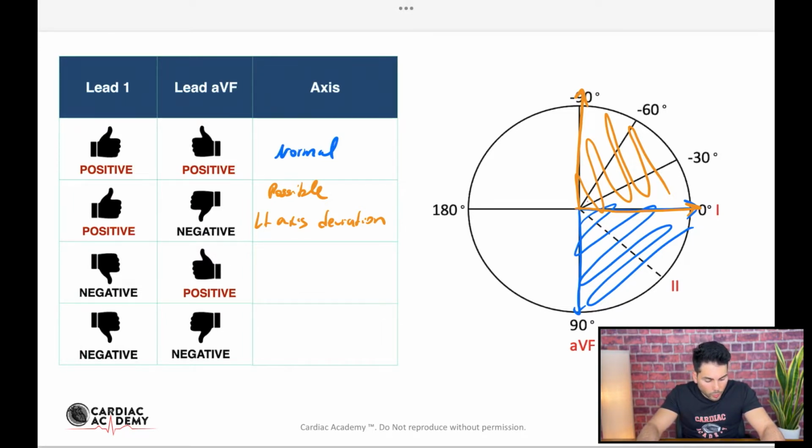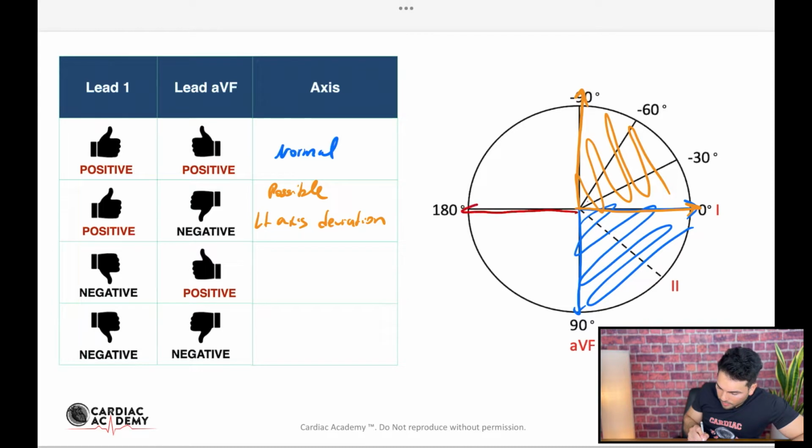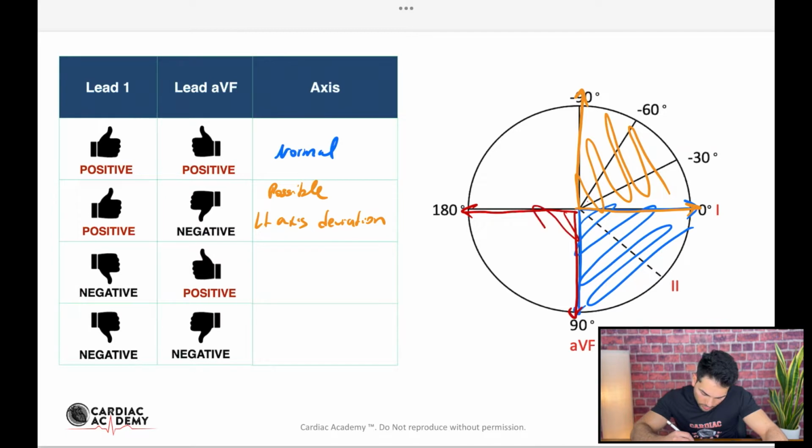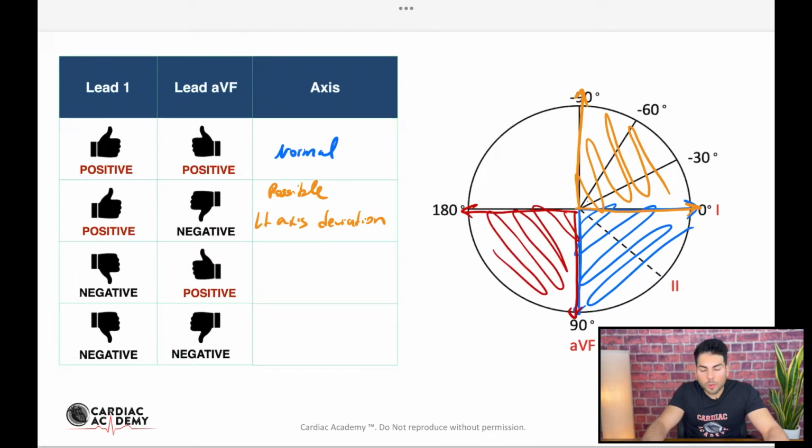Then we look at lead 1, and we see a negative deflection, so it's looking away from it, just like this. And in aVF, we see a positive deflection, so it's still looking towards it. So we'll look like this. Add those together, and what do we have? We have a right axis deviation, okay?